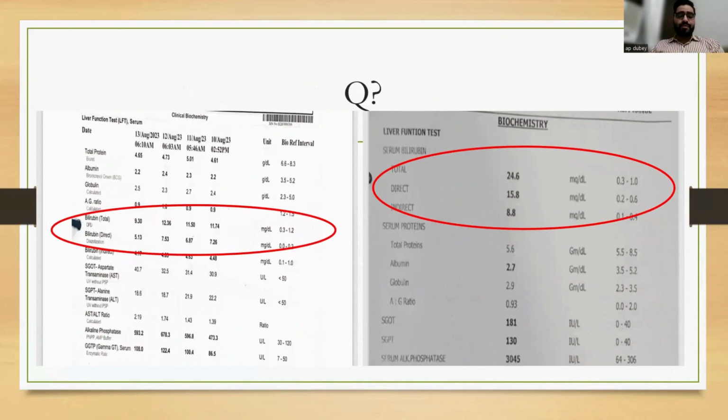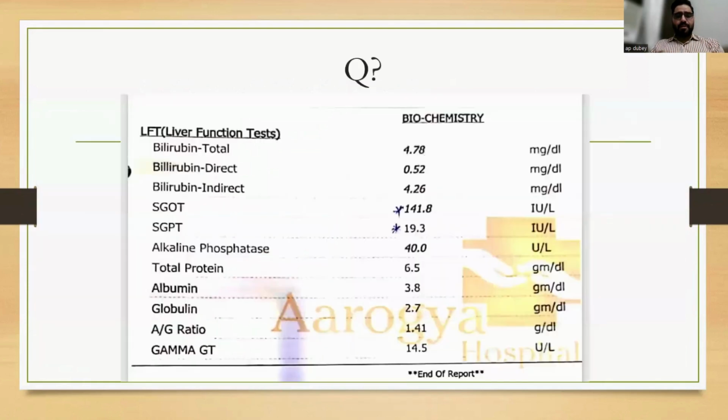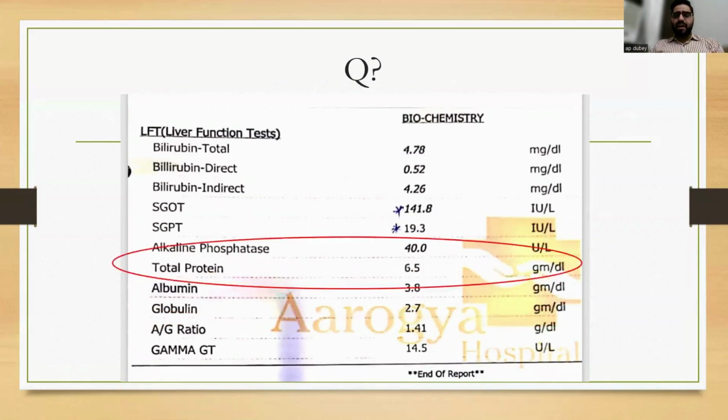For example, here you can see on the left side, the total serum bilirubin is 9.3 and the direct fraction is more than 50%. So we can call it direct hyperbilirubinemia. Also on the right side, total serum bilirubin is 24.6 and direct 15.8. Again, it is more than 50% of the total serum bilirubin. So again, we can label it as direct hyperbilirubinemia. And here, we can see that serum bilirubin is raised and indirect fraction is around 85 to 90% of the total serum bilirubin. So we can call it indirect hyperbilirubinemia.